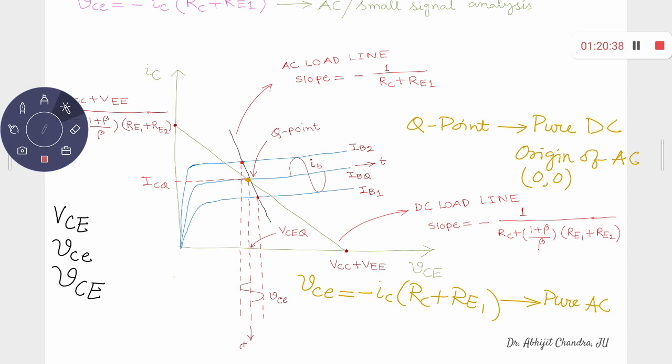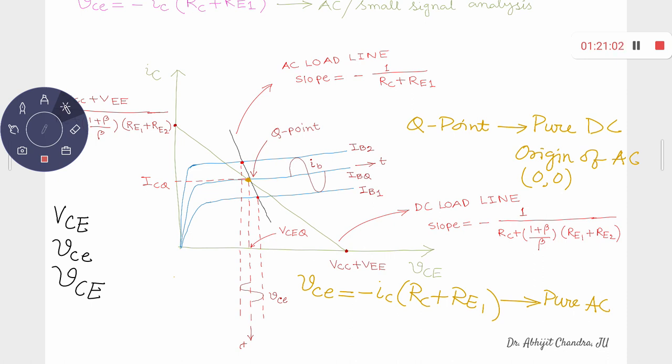RE2 is not there. Actually, what we have done is we have just neglected the alpha. I mean, we have assumed that alpha is equal to 1. We have just neglected the 1 plus beta by beta factor and assumed that it is equal to 1. But actually, you should incorporate that one, no? 1 plus beta by beta. But RE2 is not there. So, therefore, this is much, much steeper.